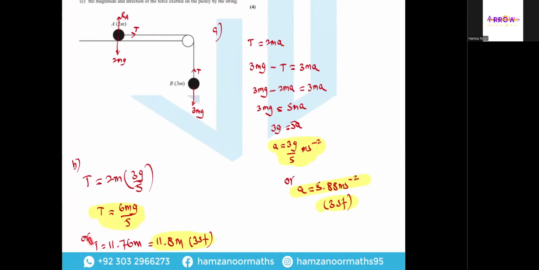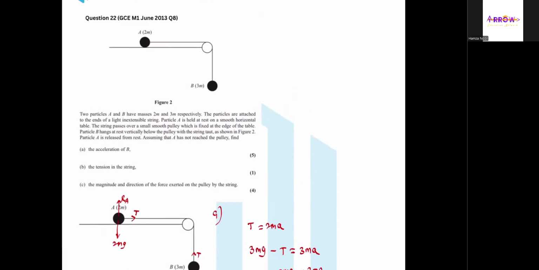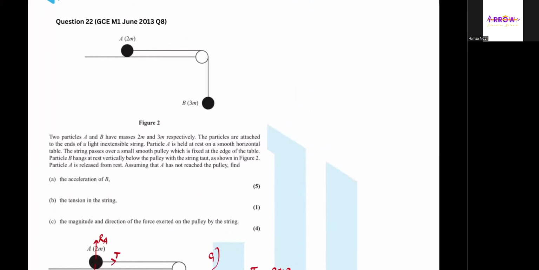Okay, so T is equal to 11.76 m, correct to 3SF, 11.8 m. Since we don't have enough information to find the mass of the particle, we will leave our answer in terms of m over here. So either you can write T is equal to 6mg over 5 or 11.8 m, correct to 3SF. So this was part A and part B.